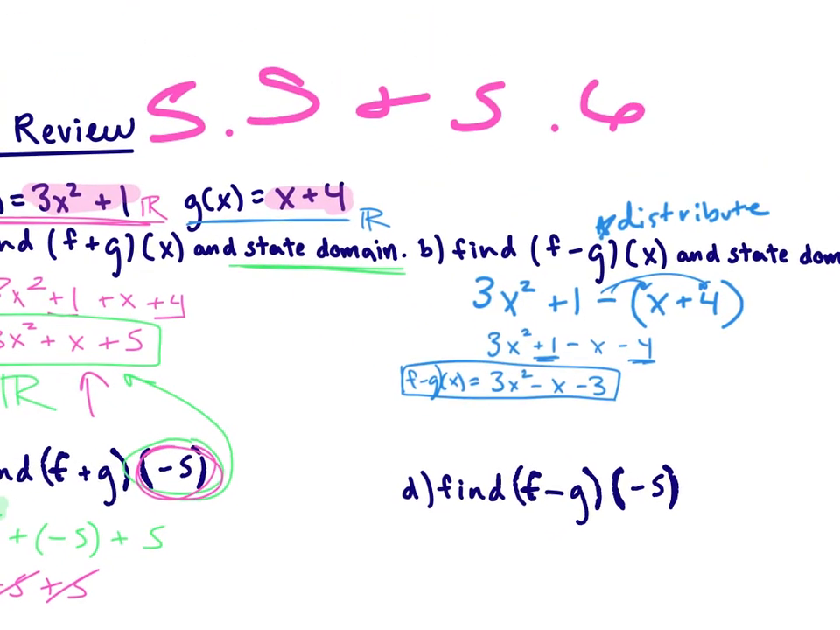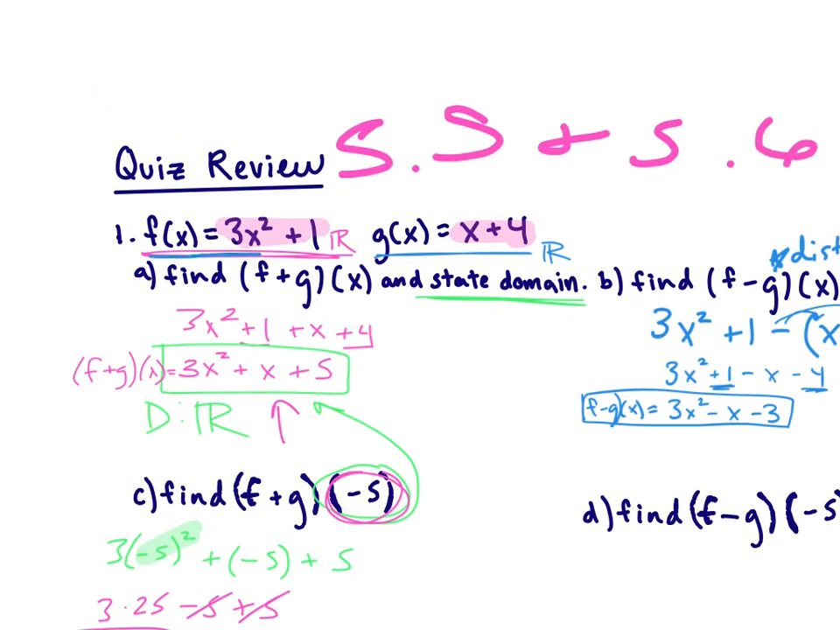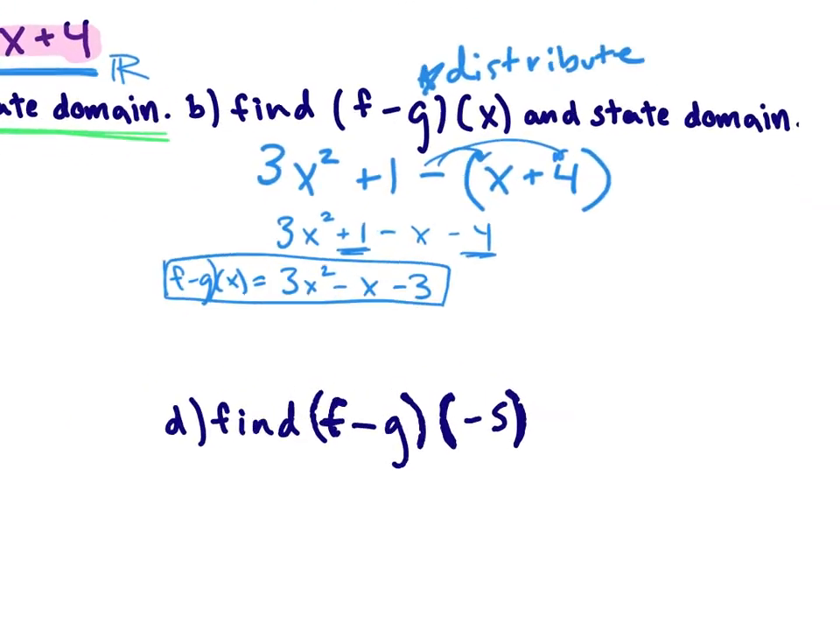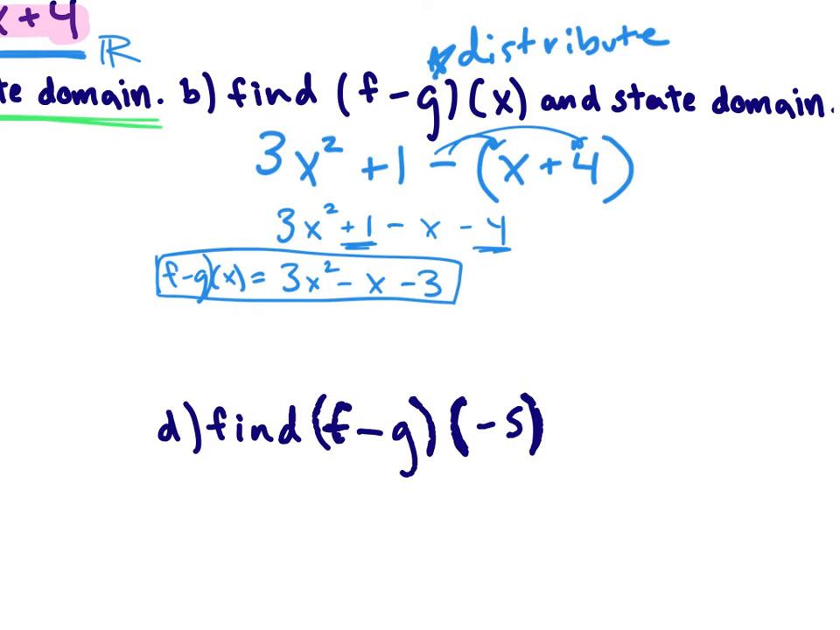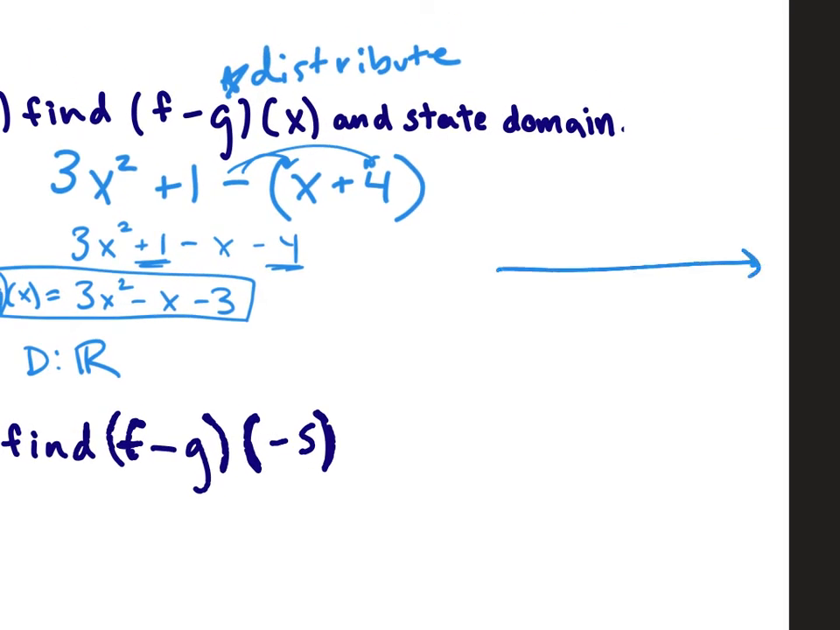Now we have to find the domain. So since our domain of f of x was all real numbers and our domain of g of x is all real numbers, what's our domain of f minus g of x? All real numbers. Because it's what overlaps from f of x and g of x. So if we draw a number line, our domain of f of x was all real numbers. Our domain of g of x was all real numbers. So what overlaps is all real numbers.